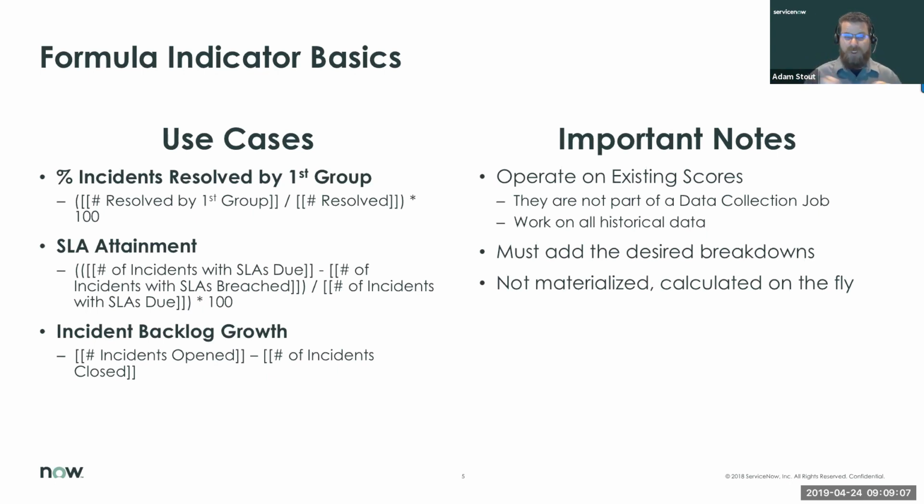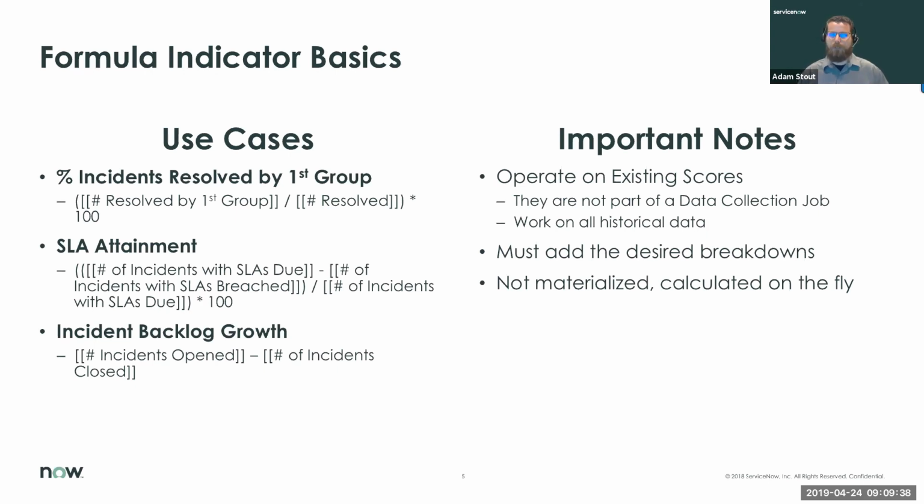Important notes for formula indicators in general: these are going to build off of each other, but they operate on existing scores, so they are not part of a data collection, and they work on all historic data. So if I add a new formula indicator today based off of number of incidents open and number of incidents closed, those 2 automated indicators I have going back from when I turned on PA 3 years ago, my formula works for all of that. That's very different than automated indicators where I have to do a historic collection and it's part of the job.